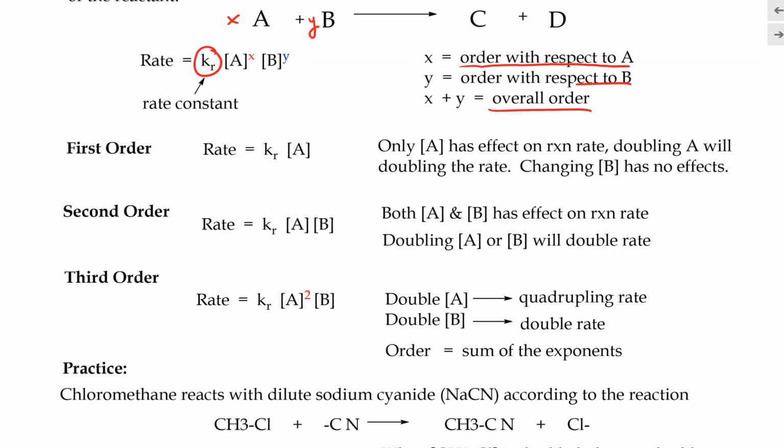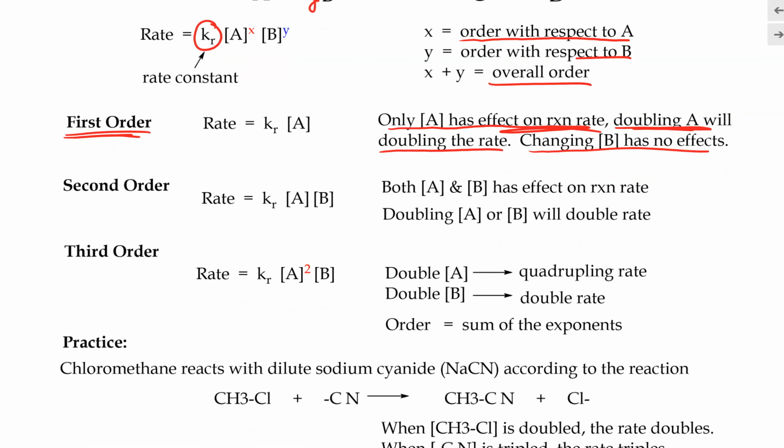When we have a first order reaction, it means that the rate of the reaction is dependent on the concentration of only one substance. In this case, the rate equals k times the concentration of either A or B, but not both of them. So if the rate equals k times the concentration of A, this means that only A has an effect on the reaction rate. When we double the concentration of A, the rate of the reaction will double. And changing the concentration of B has no effect on the rate of the reaction. So when that happens, this is said to be a first order reaction.